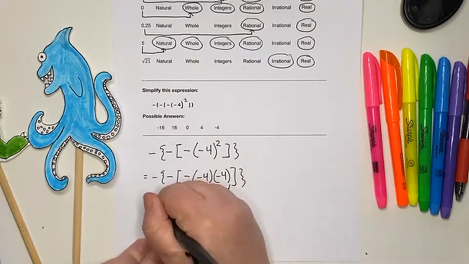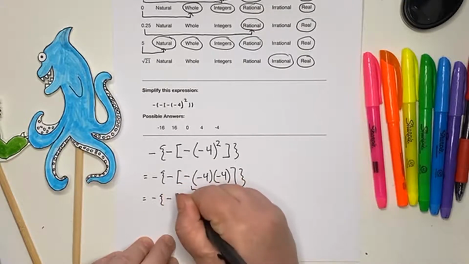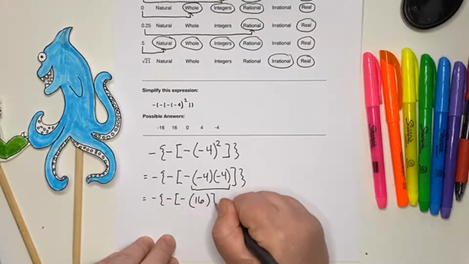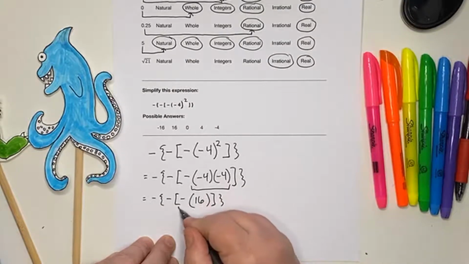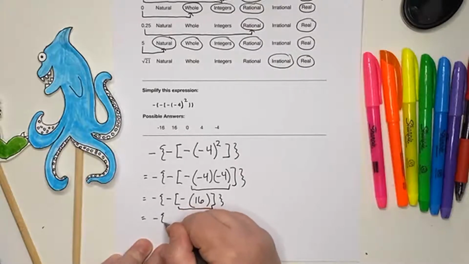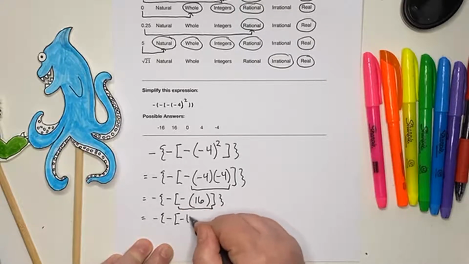Okay, so let's take a look at what's going on. Right there, -4 times -4 is +16. Then just outside of that, the opposite of 16 is -16.